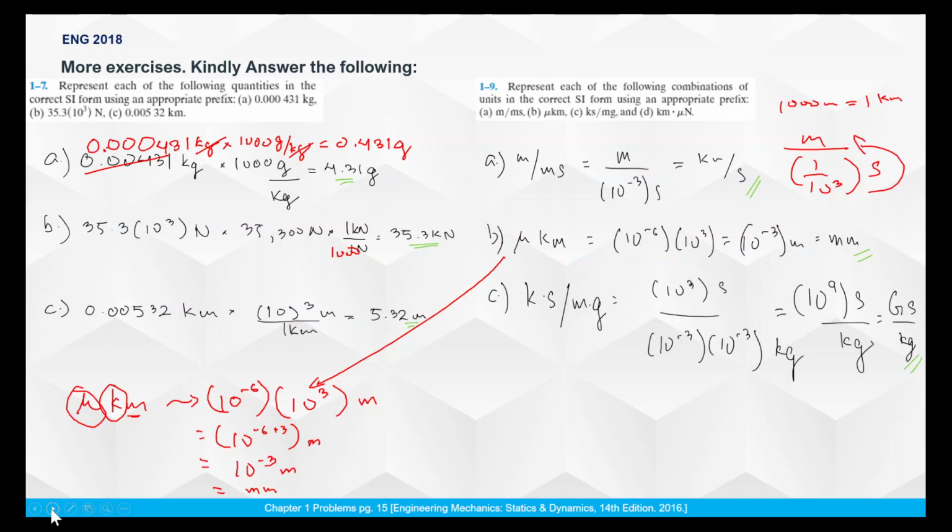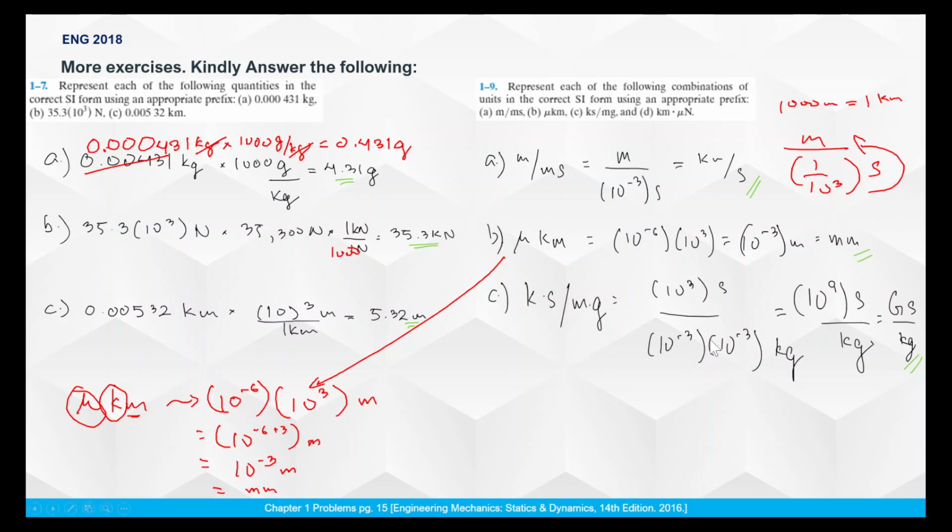Then lastly, yung kilosecond per milligram. Ang ginawa ko dito, ang base unit natin for mass would be kilogram. Kinonvert ko yung gram to kilogram dito. So, meron akong kilo dito, 10 raised to 3. And then, meron tayong milli dito, 10 raised to negative 3. Pero in between dito, kinonvert ko na yung gram to kilogram. So, nag-times 1,000 ako dito or equivalent to 10 raised to the third power. Pero binaba ko lang rin.